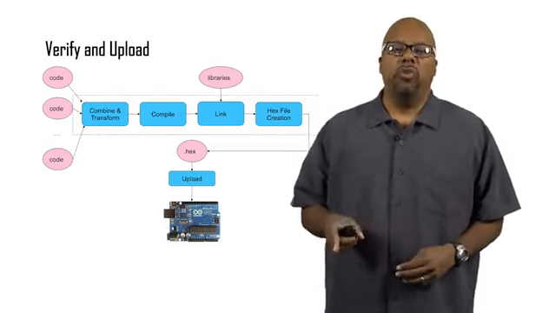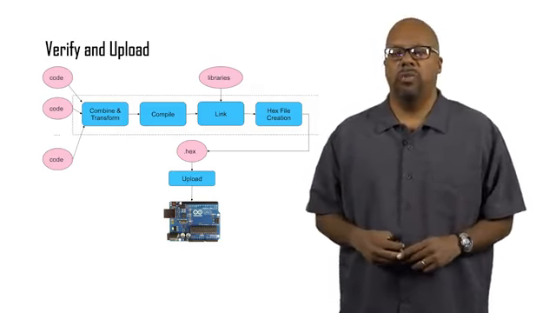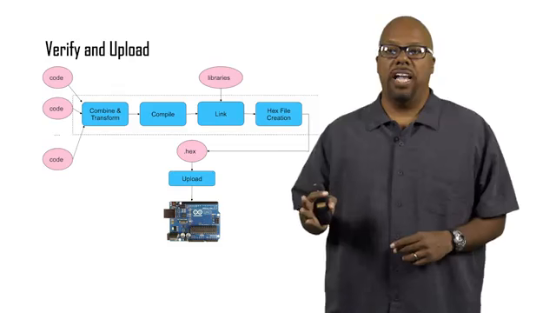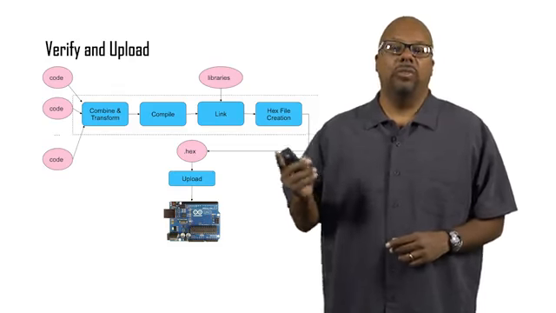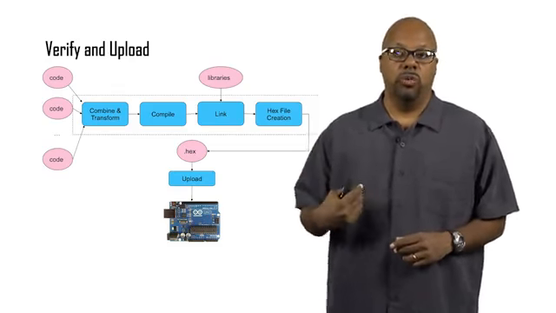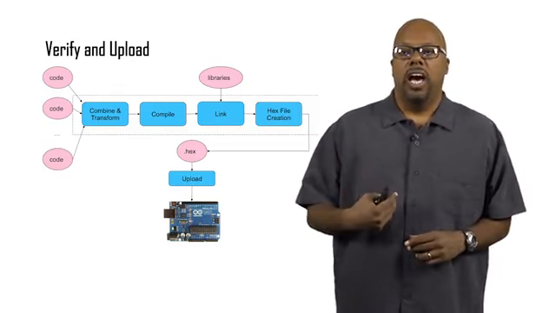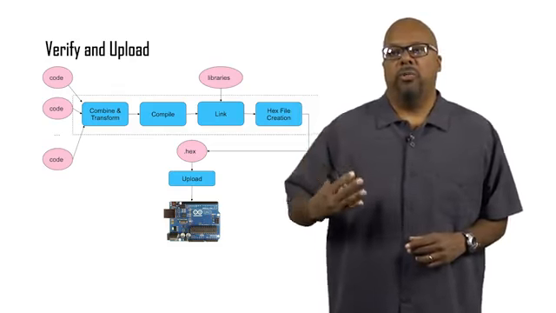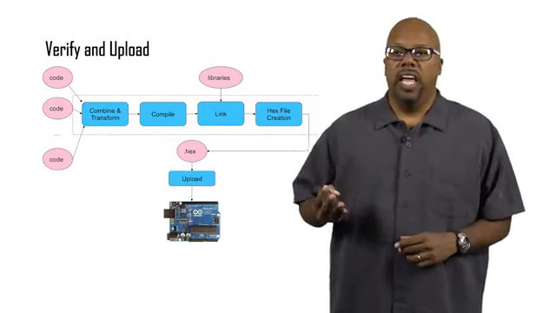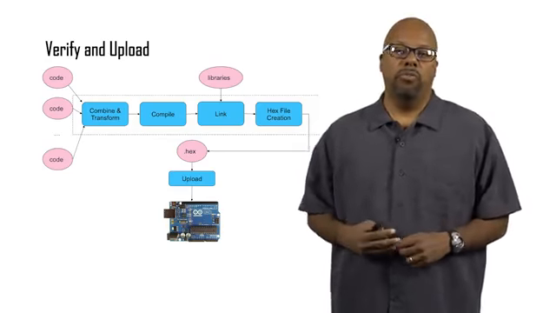Now first, those code files are all combined and transformed. So there's this pre-processing step that we're labeling combine and transform. Then the whole thing gets compiled. The image gets linked. We'll talk about what linking is. This is where you merge it with the libraries that we use. Then the executable is converted into a hex file, and that hex file is actually uploaded to the board.